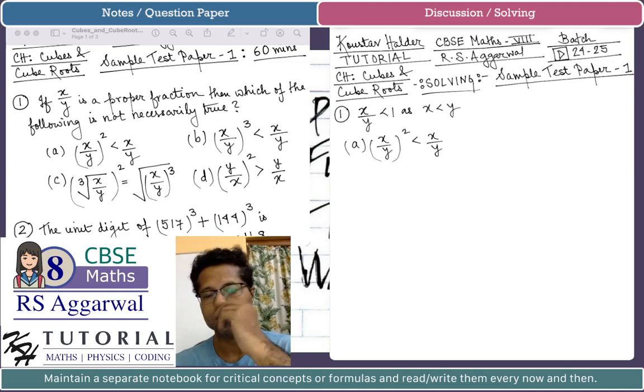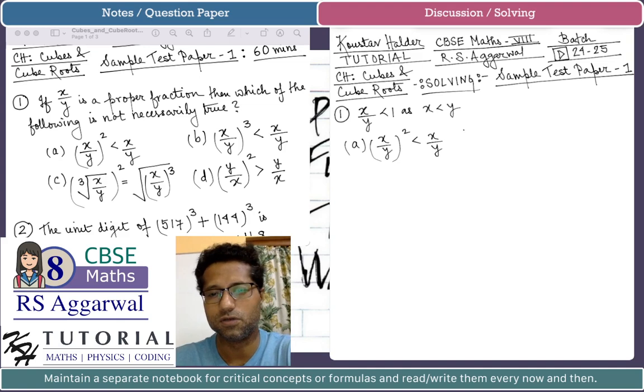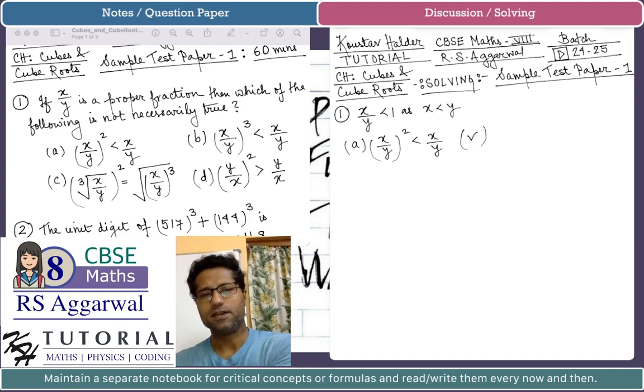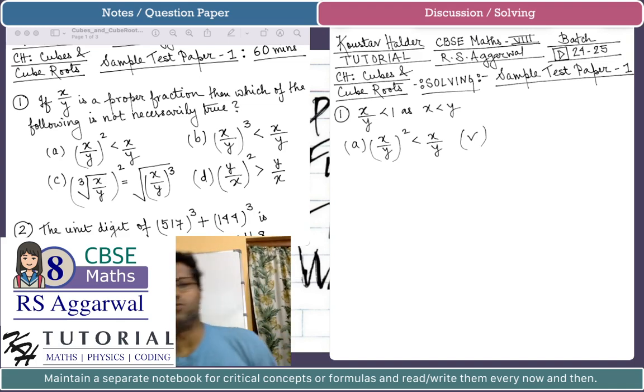We know that for a proper fraction x by y, the square of x by y will always be less than x by y. That is, the square of a proper fraction is always less than the proper fraction. So this is always true. So this cannot be the choice, because we have to select that choice which will not always be true. It may be true for some cases, but it will not always be true.